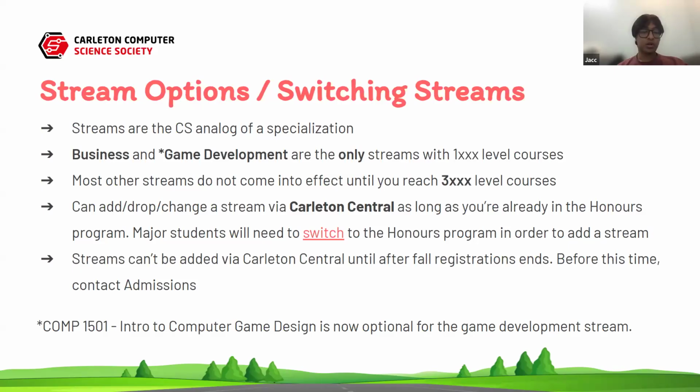You can change your streams whenever you want, as many times as you want through Program Central, as long as you're in the honors program. If you're in the computer science major, you'll need to switch to the honors program first to add a stream. You can also not be in a stream if you don't want to. And the only time you cannot change a stream is during the fall registration period. So you should either change it before that or wait until after. For about a month after registration starts, I think roughly, you're not able to change streams, but you can make changes after that.